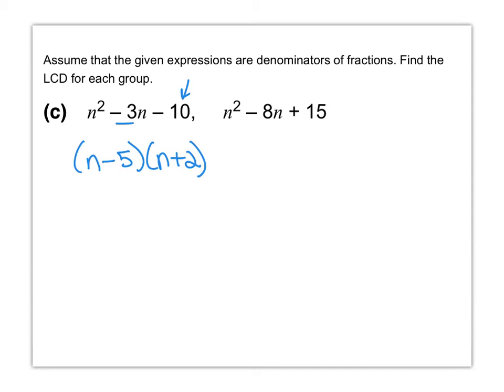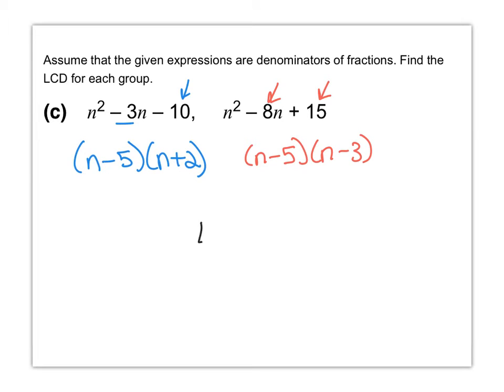For the second expression, we also have a simple trinomial. We're looking for the factors of 15 that will add to give you -8. And the factors there would be n minus 5 and n minus 3, because the factors of 15 are -5 and -3, and when you add those you get -8.